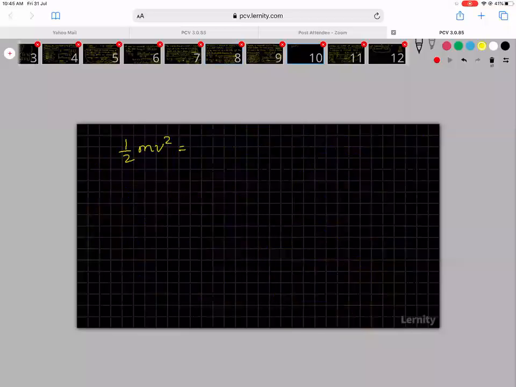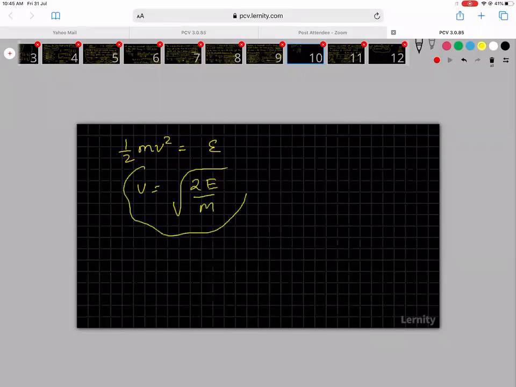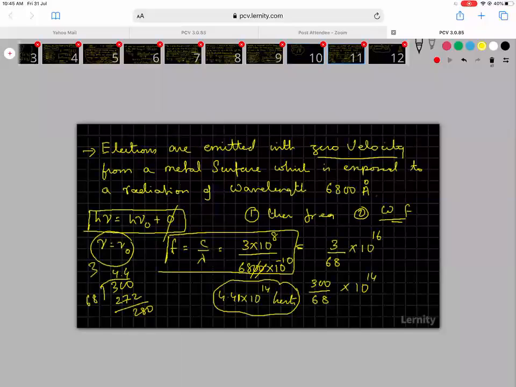In the 10th, I said half mv squared, you find out. Half mv squared is equal to energy. So v is equal to root over 2 times energy by m. So all the values are known to you. You just have to substitute and then get it. This is 11.